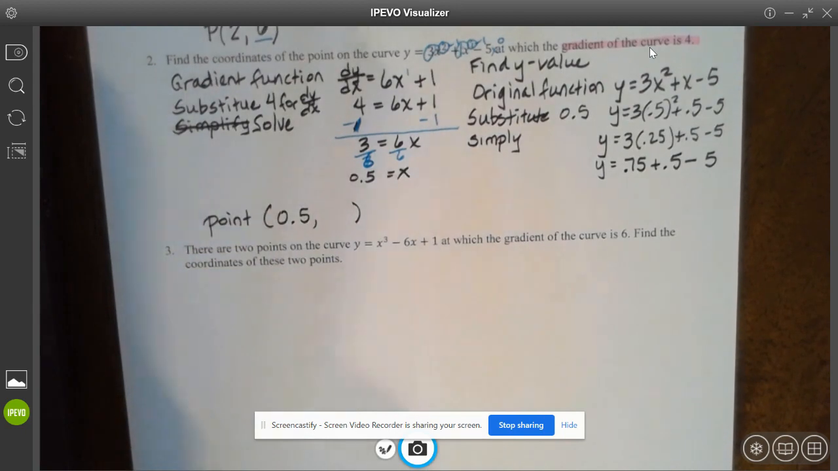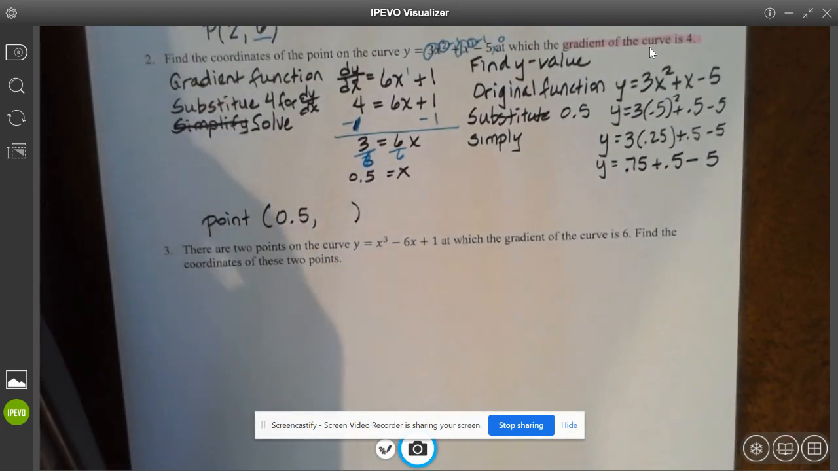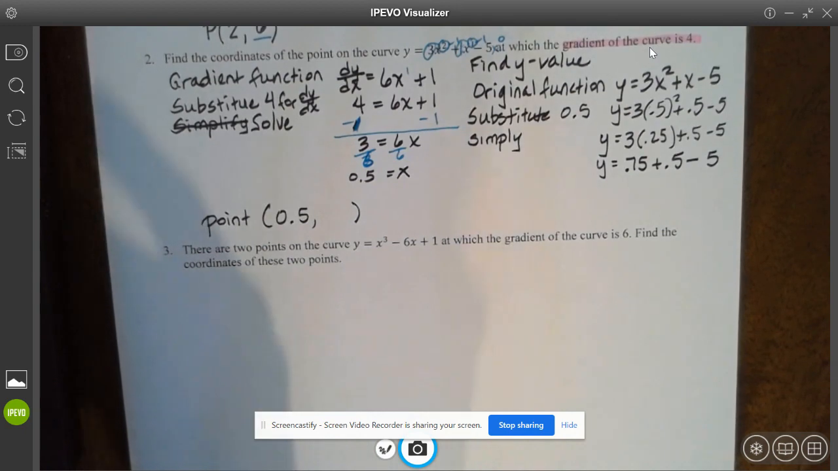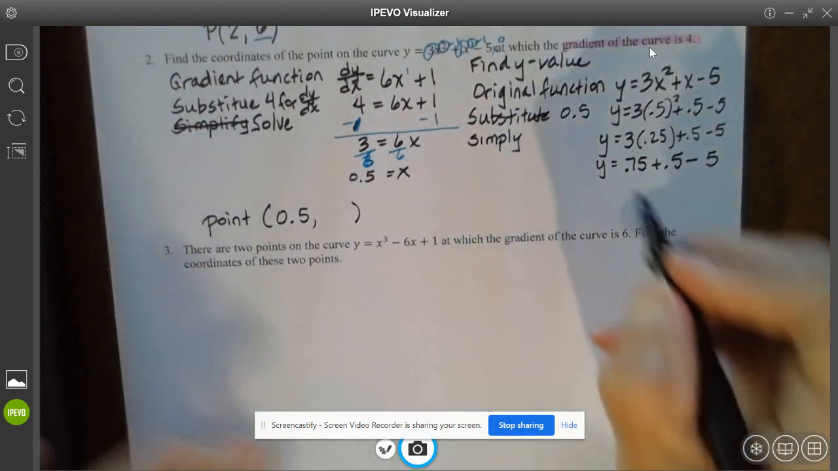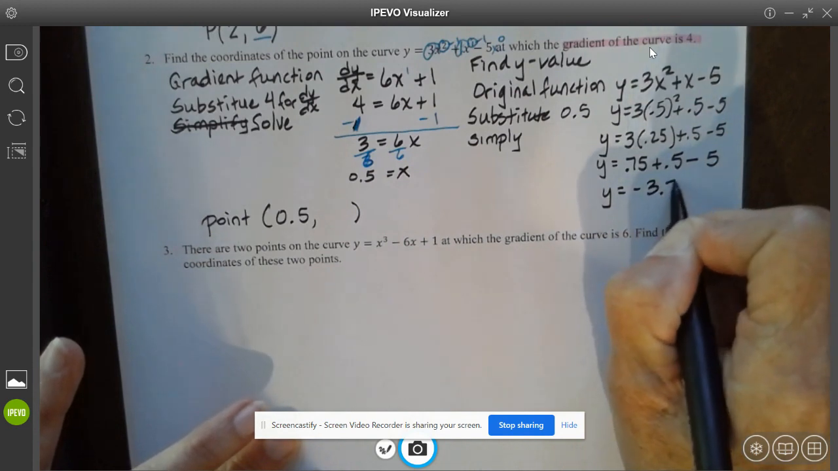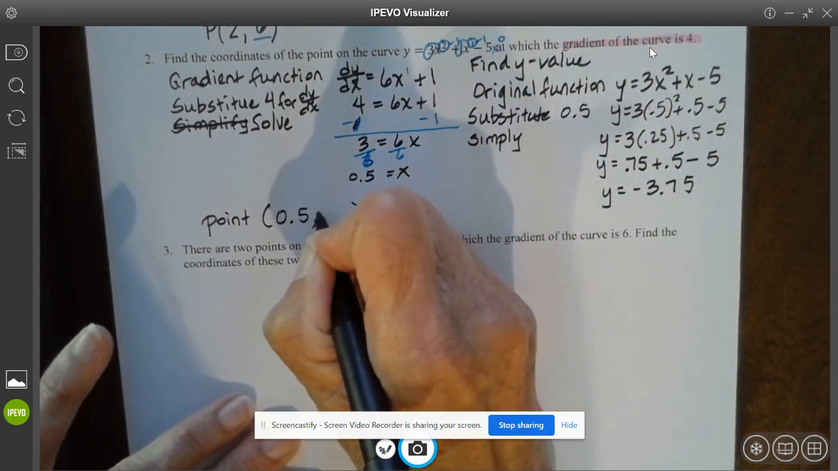So now if I did my math right, which I'm double checking because I always doubt myself, 0.75 plus 0.5 is 1.25 minus 5, and you get negative 3.75. So our y equals negative 3.75, and you are done.